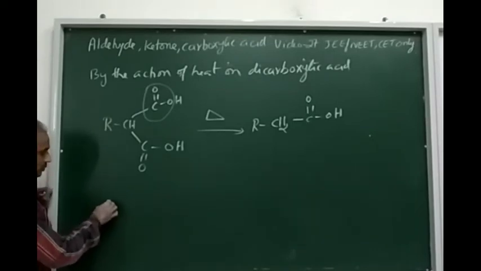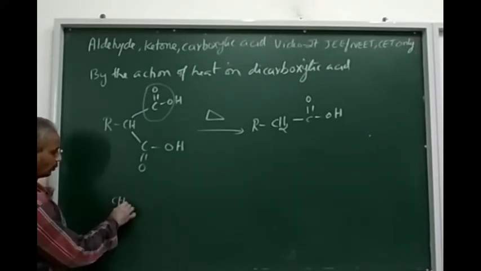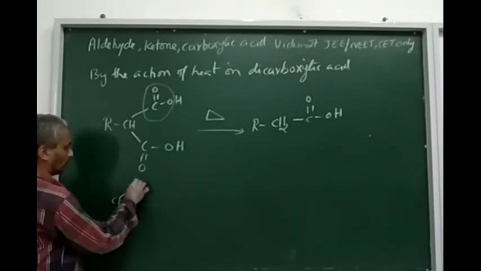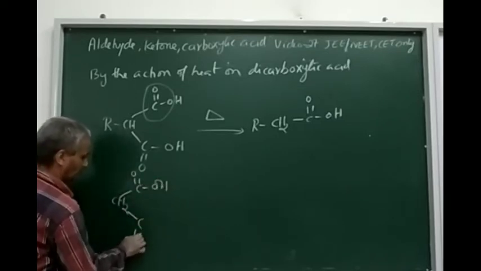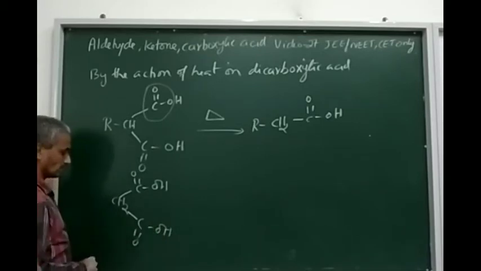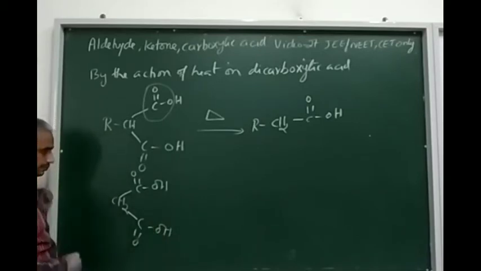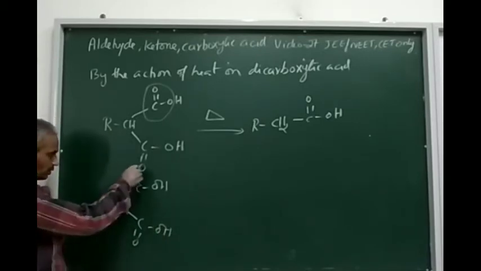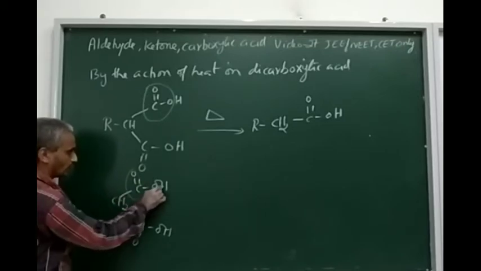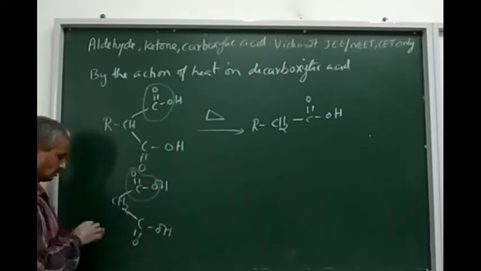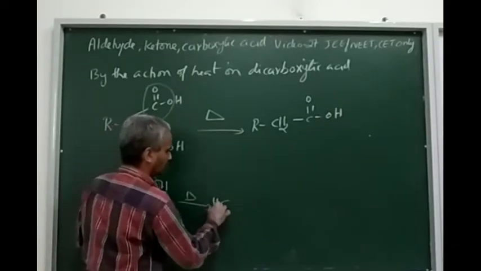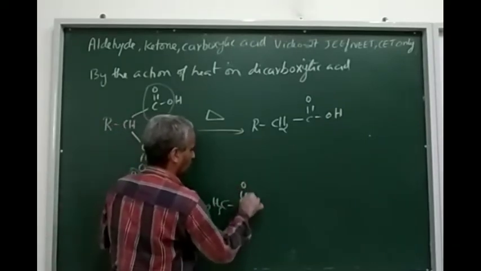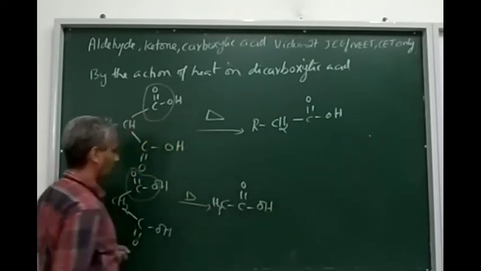Example: CH2, COOH. So heat it. CO2 is removed. I am going to get CH3COOH. Acetic acid will be obtained.